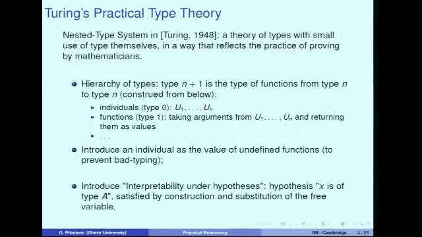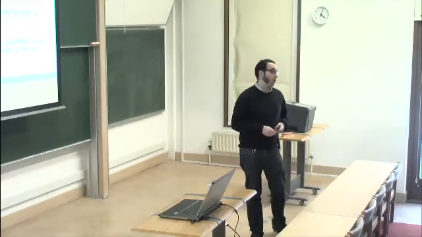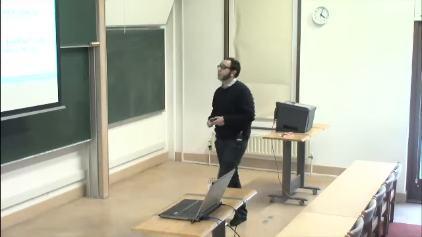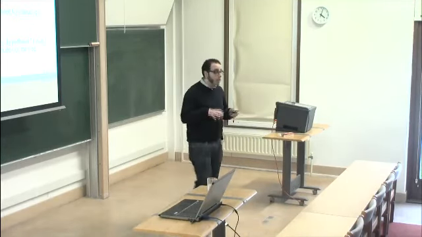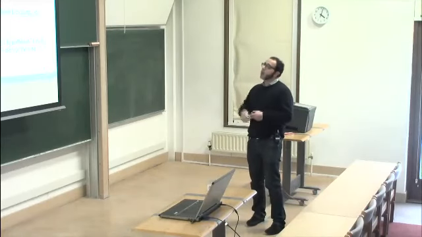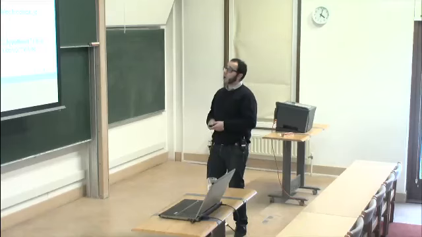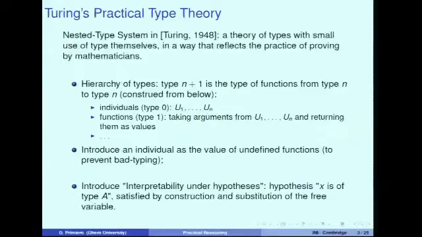But there are two important things that happen here. One is that it introduces an individual as the value of undefined functions. It calls this C, and this is of course to prevent bad typing. And then it introduces derivability under hypothesis. Also in this case, you see the derivability relation under hypothesis is strongly embedded into the intuitionistic reading of type theory. So these are a few things that stay in the background of what I'm doing now, and this gives a little bit of the justification for why I titled this talk practical reasoning.